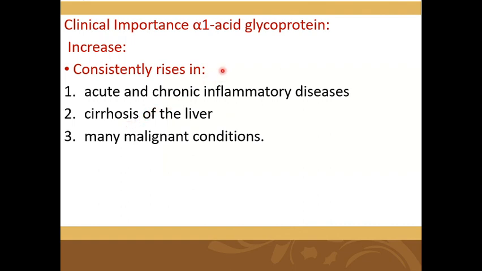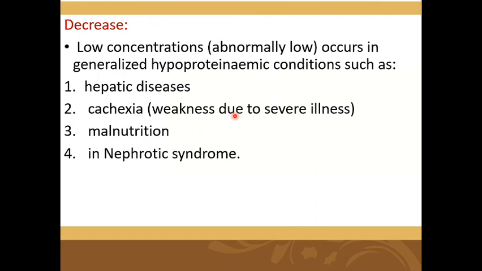Clinical importance of alpha-1 acid glycoprotein. It increases in acute and chronic inflammatory disease. Just now I have told you whenever there is an inflammation, then the Orosomucoid will be raised. In the cirrhosis of liver, it is raised. Inflammation is there in many malignant conditions. In malignancy, there is also inflammation, and therefore the alpha-1 acid glycoprotein level is high.